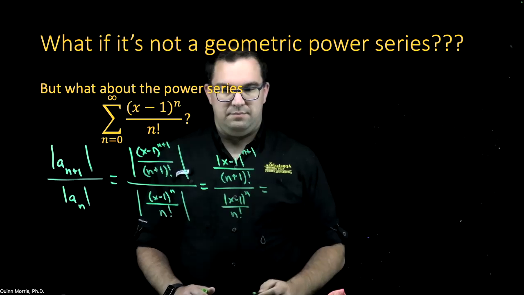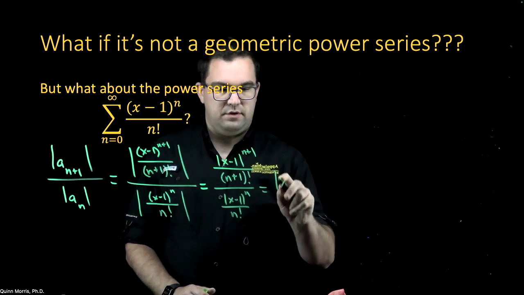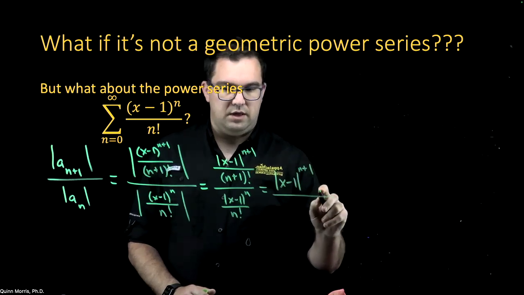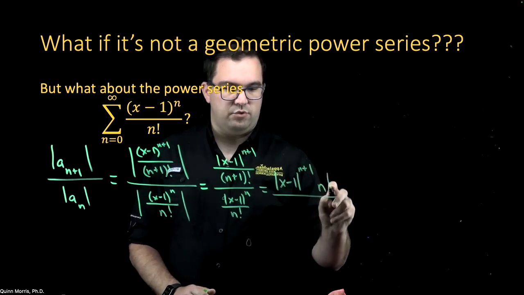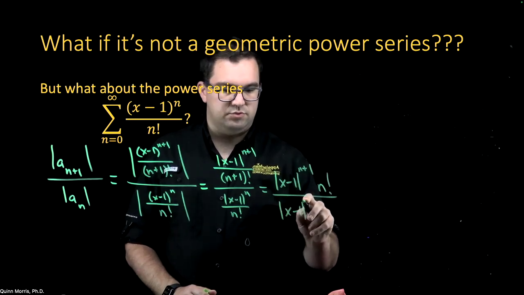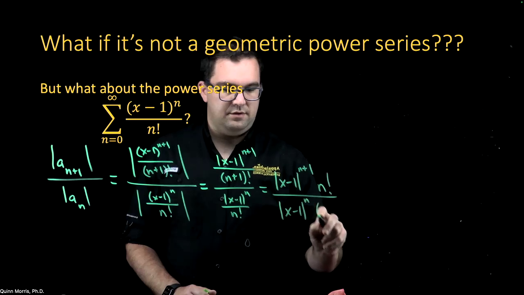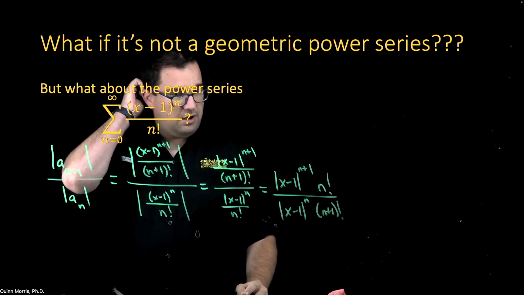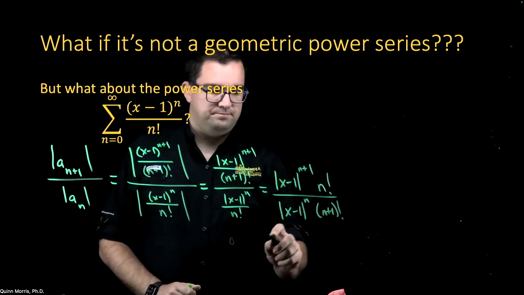And now if I do a bit of algebra here, I'll get x minus 1 to the n plus 1 times an n factorial. And then I'll get a x minus 1 in absolute value to the n and an n plus 1 factorial here. Now I can do some cancellation here.